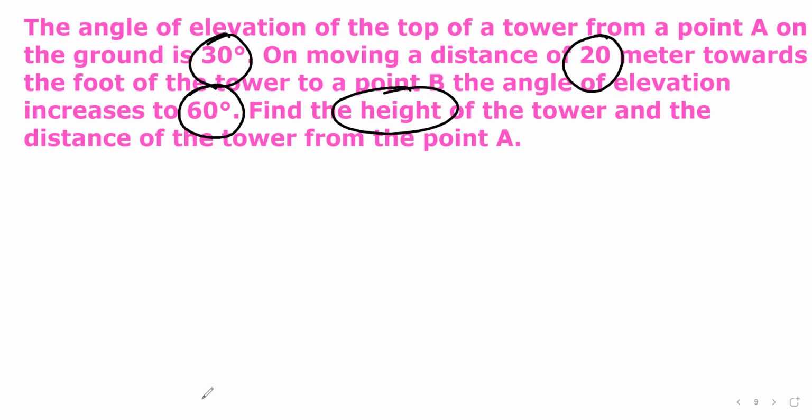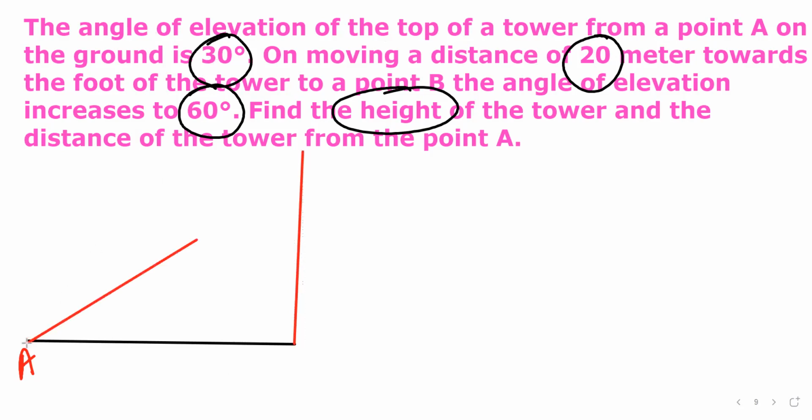So now what I will do here. This is a very important question. So let us start with the figure. Here is the ground. Now the angle of elevation of the top of the tower from the point A. So we'll mark it as point A here. Okay, and the tower, I'll make it here. This is the tower. From the point A on the ground, initially the angle of elevation is 30 degrees.